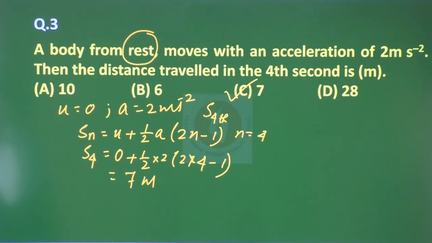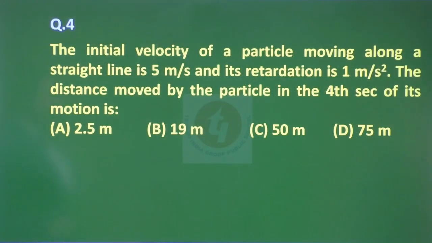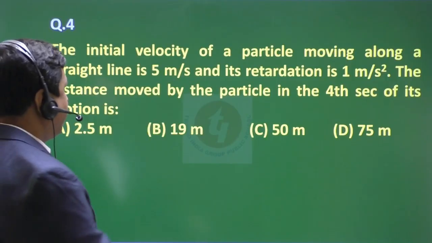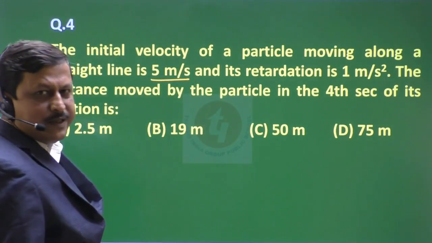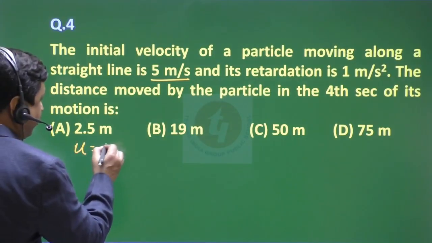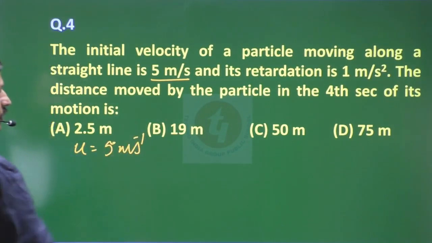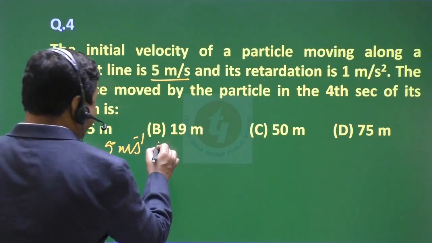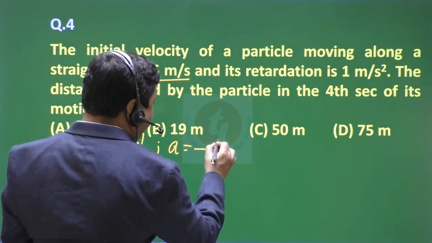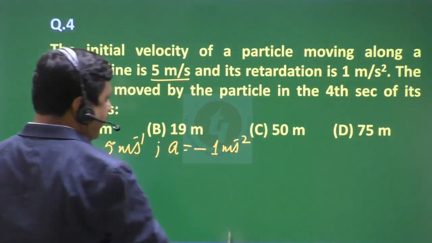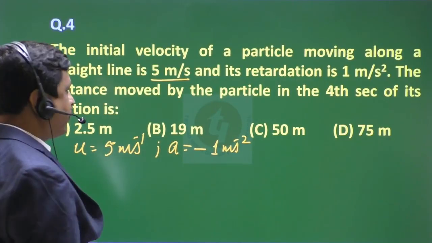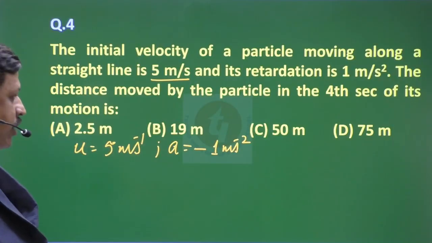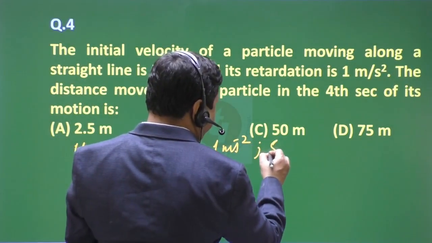Next, the initial velocity of a particle moving along a straight line is 5 meter per second. That is given. This value is basically u, right? u is equals to 5 meter per second. And its retardation is 1 meter per second square. Retardation means you have to take acceleration is minus 1 meter per second square. Okay, minus 1. The distance moved by the particle in the 4th second of its motion is... You have to find S4.